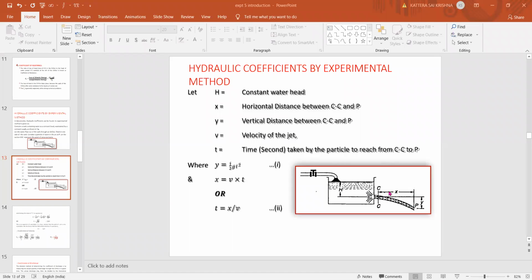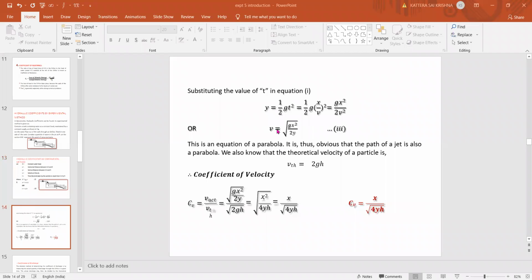These X and Y are taken for finding the velocity of the fluid, the velocity of the jet. We know that Y equals half g t square. Those formulas are there for finding the V value. After solving this equation for finding the coefficient of velocity, we get Cv equals X by the square root of 4 into Y by H, where X is the horizontal distance from the vena contracta to the point we considered, Y is the vertical distance from the vena contracta to the point considered on the jet, and H is the head of water.